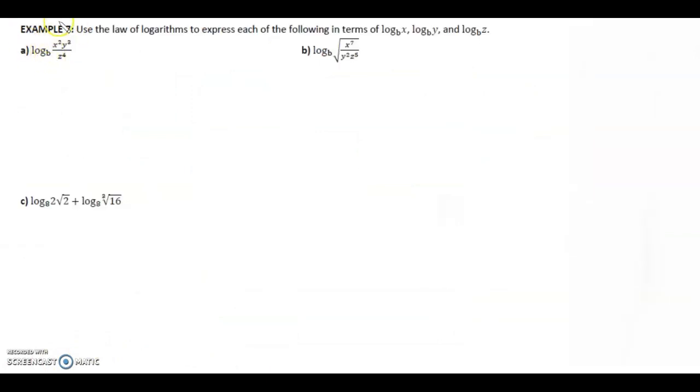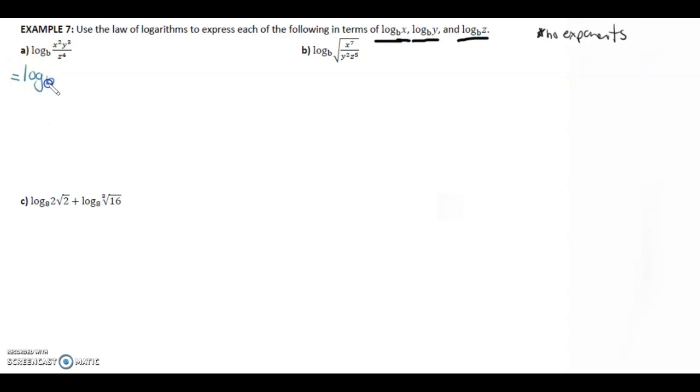Okay, we're going to do this again. Example 7. Use the laws of logarithms to express each of the following in terms of log base b of x, log base b of y, and log base b of z. So remember, we don't want any exponents, okay? So no exponents. All right, so we have log base b of x squared y cubed over z to the 4, okay? So unlike 2 examples ago, this one doesn't have an exponent on the whole thing, so we can just go straight into the addition subtraction, like the product quotient laws.